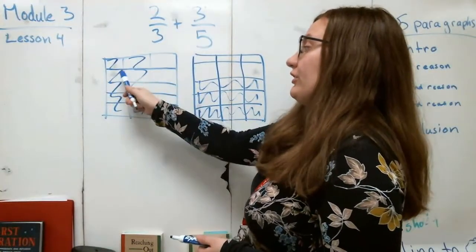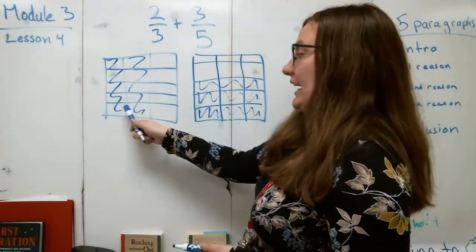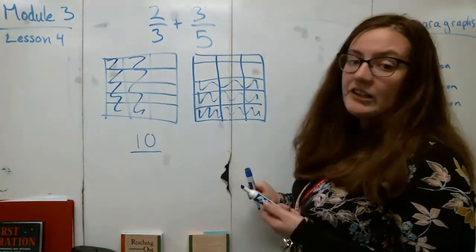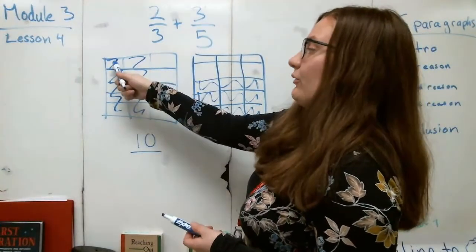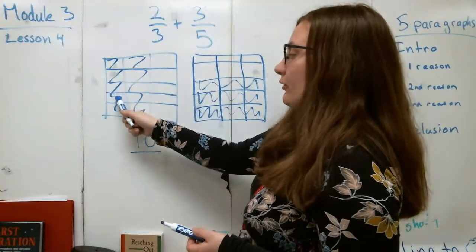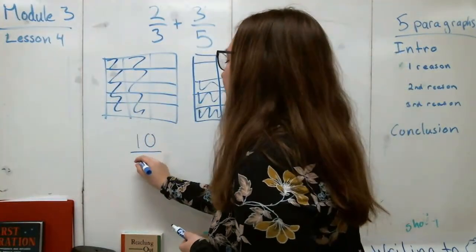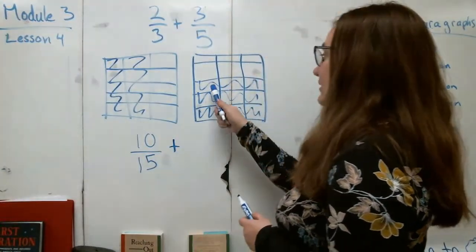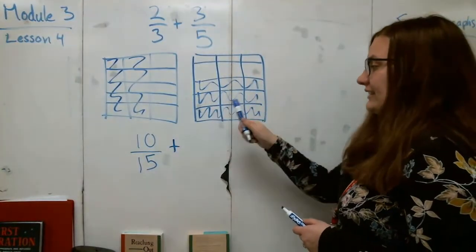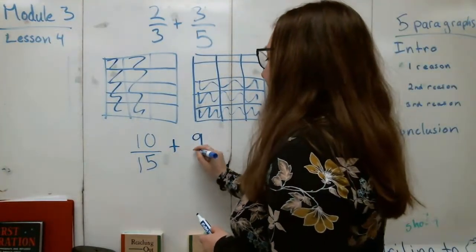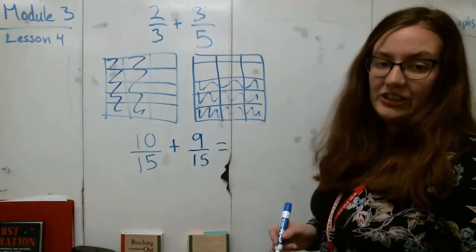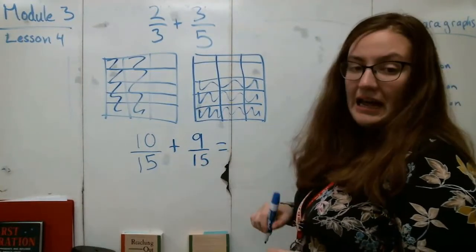So I have 1, 2, 3, 4, 5, 6, 7, 8, 9, 10 out of 15 total parts. I know I have 15 total parts because I have 1, 2, 3, 1, 2, 3, 4, 5, and 3 times 5 is 15. So I have 10 fifteenths plus 1, 2, 3, 4, 5, 6, 7, 8, 9, 9 fifteenths. And now I can add these two fractions together because they have the same denominator.